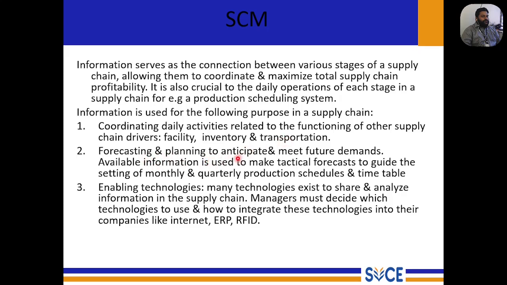Forecasting and planning to anticipate the need for future demand. Available information is used to make tactical forecasts to guide the setting of the monthly and quarterly production schedules and timing. But this is subject to change at the various stages. Enabling technologies: many technologies have come into existence for sharing and analyzing information in the supply chain. Managers have to decide how to integrate these technologies into the companies. Internet of Things, ERP, RFID, all these new technologies could be incorporated into the SCM for better performance and efficiency.